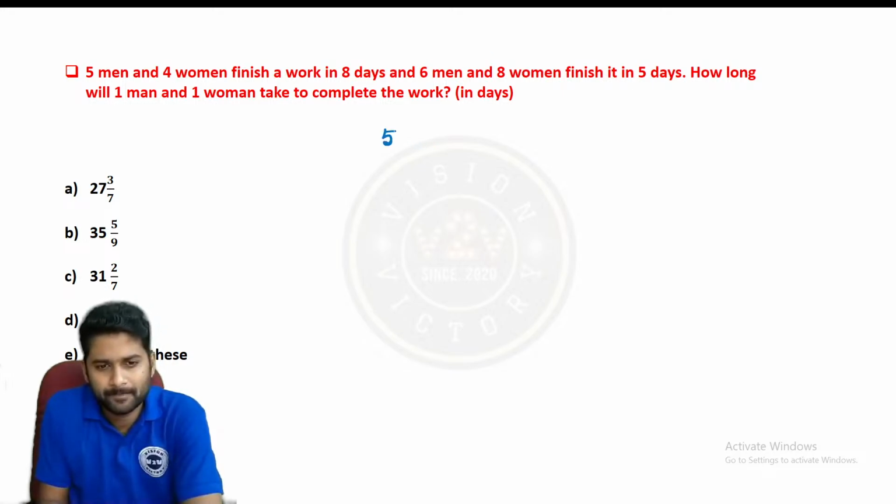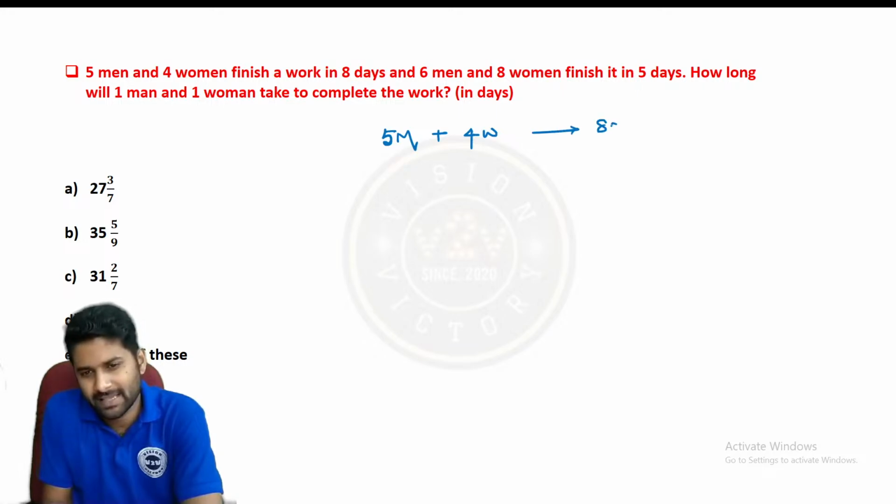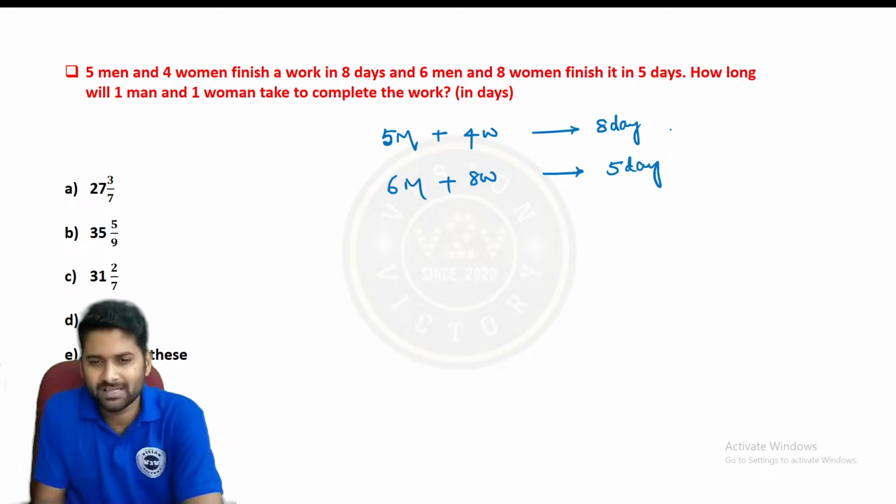Now see, if 5 men and 4 women take 8 days to finish the work, and 6 men and 8 women finish the same work in 5 days. Now guys, here the work is the same. You should understand that the work is same.